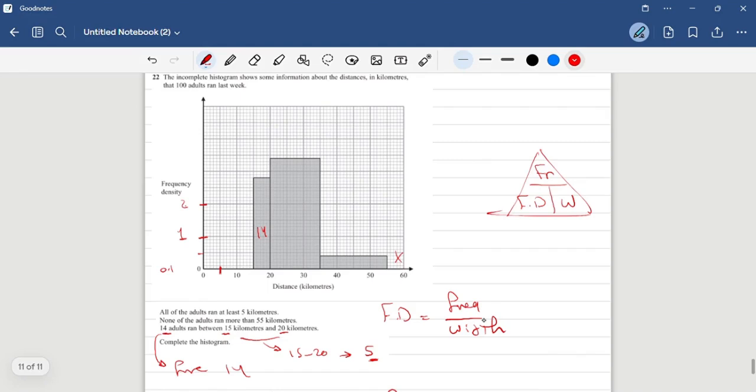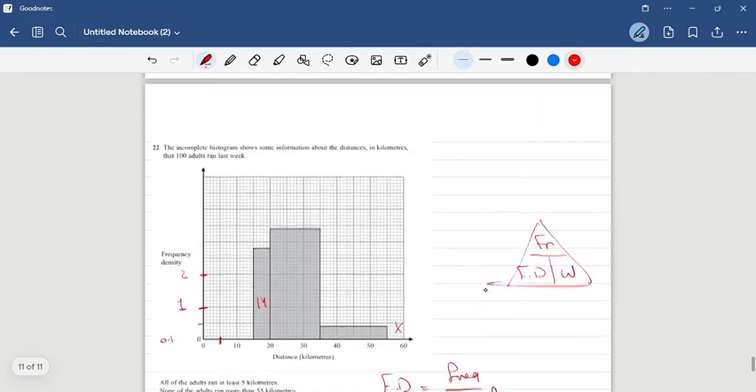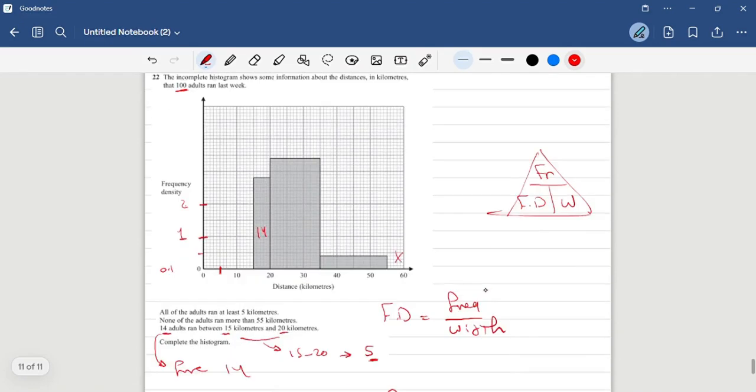So we answer everything now. So he said that we have in total, that's all, it's like what? 2.8, right? So do you understand it? Okay. Now he said in the beginning we have 100 adults, right? And he said that all of the adults run at least 5 kilometers. Okay, none of the adults run more than 55.